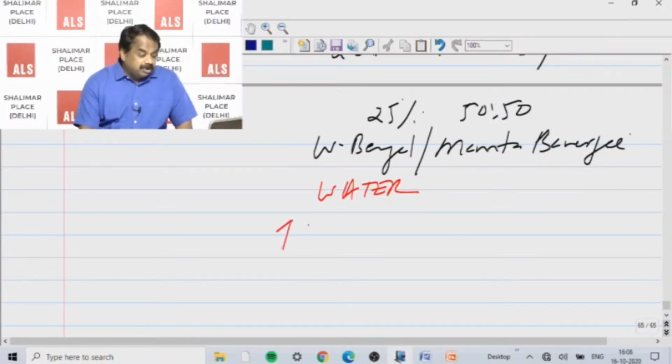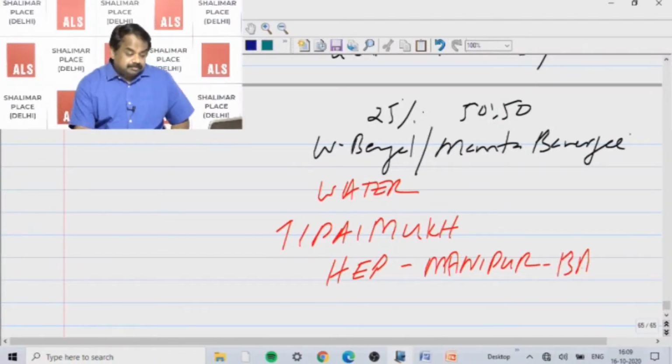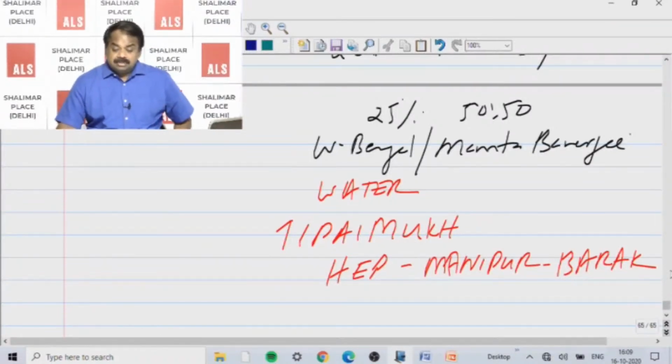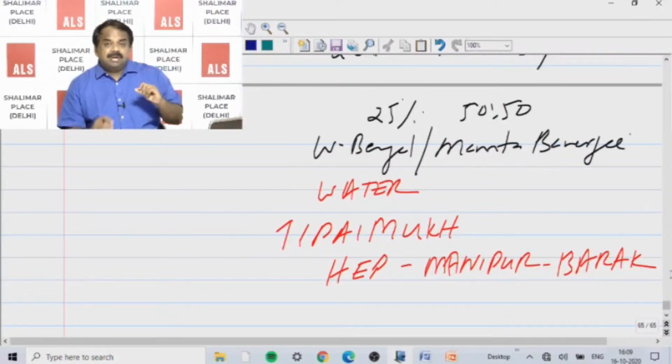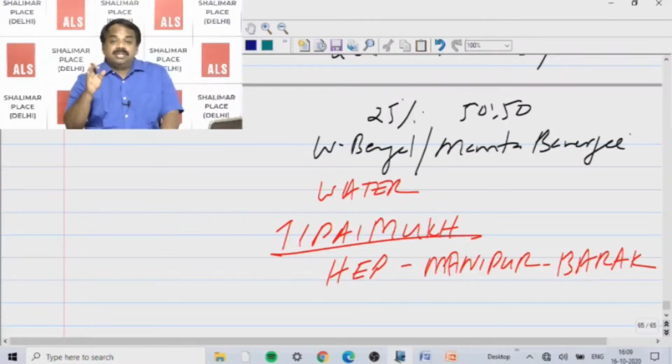And a third dispute, we know it very well, the Tipaimukh. This is a hydroelectric power project in Manipur on Barak River. Again, the problem is, we could not, it is unilaterally we started. Bangladesh's objection is mainly because of their fear about this. I mean, they are not very clear. See, we are always telling them that this is good for you. So Bangladeshis are always saying India should not decide what is good for Bangladesh.